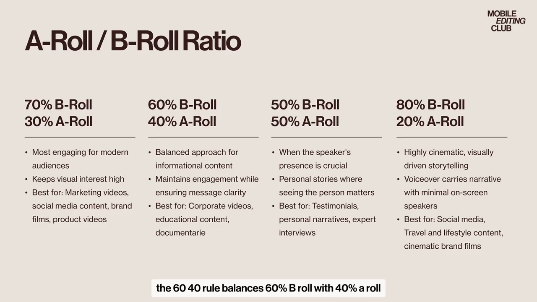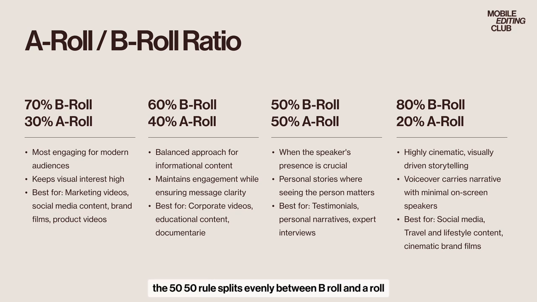The 60-40 rule balances 60% B-roll with 40% A-roll. This balanced approach works well for informational content, maintaining engagement while ensuring message clarity. It's ideal for corporate videos, educational content, and documentaries, where information delivery matters as much as visual interest.